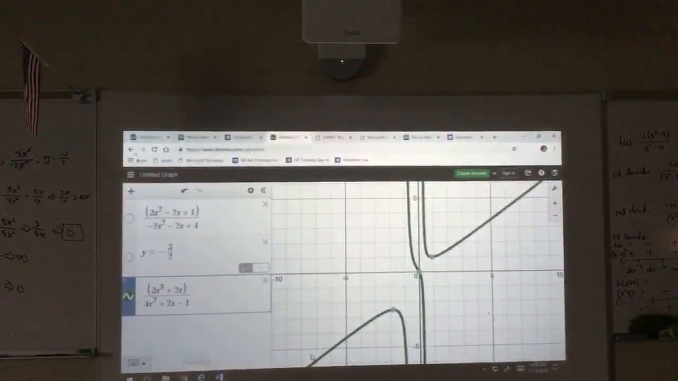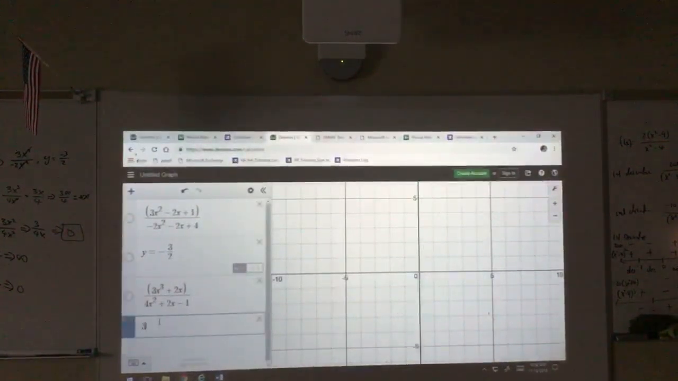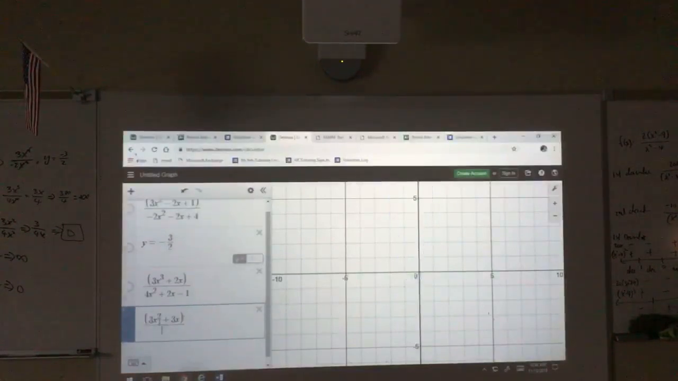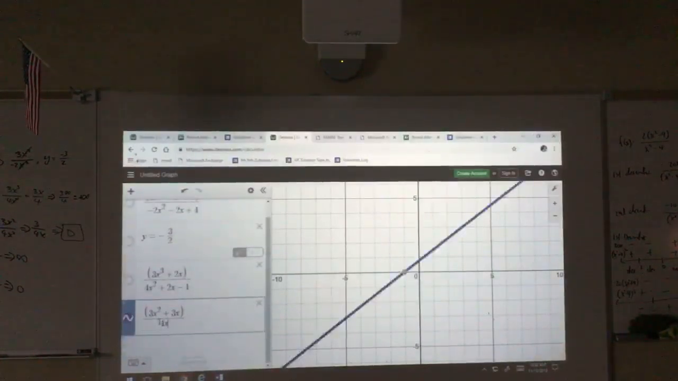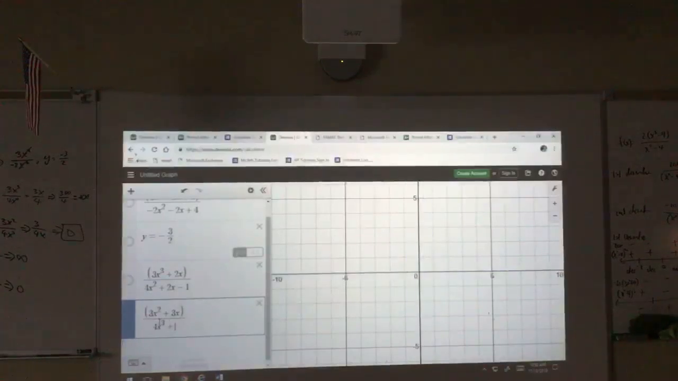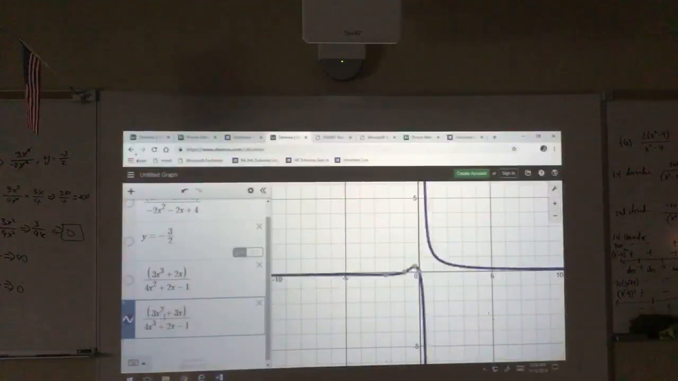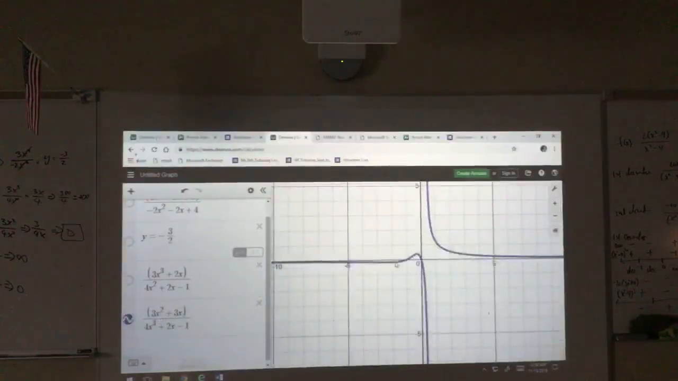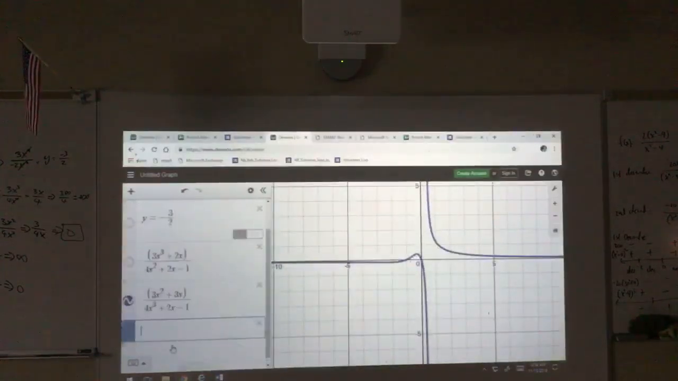So now, let's go to the last one. What's the last one? 3x squared plus 3x over 4x cubed plus 2x minus 1. Okay, so you see here, it plateaus into what? Y equals 0. You see that?